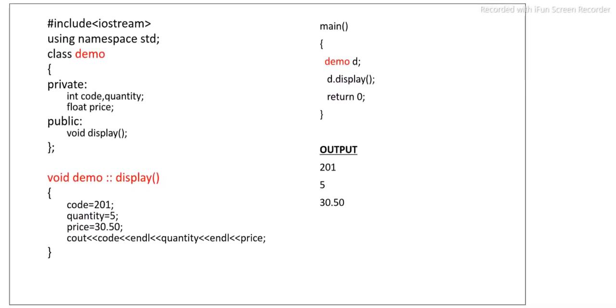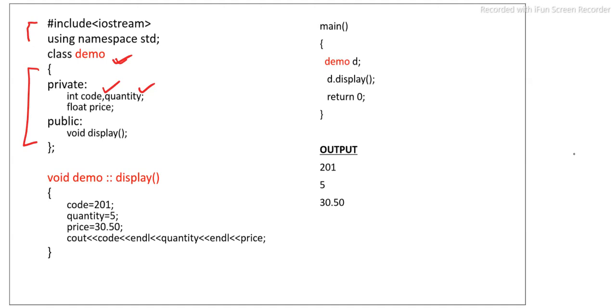This is a small class and object program. Here we have included the iostream header, then using namespace std. We have taken a class demo, and inside the class demo we have taken three private member variables, of which two are integers. So code and quantity are two integer variables which are private. Similarly, price is another float variable which is also private.